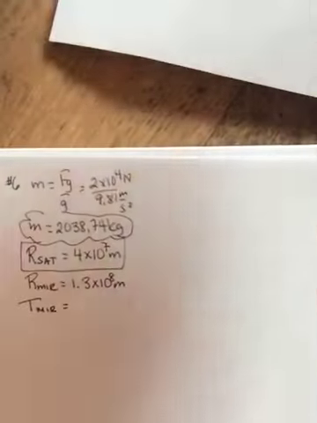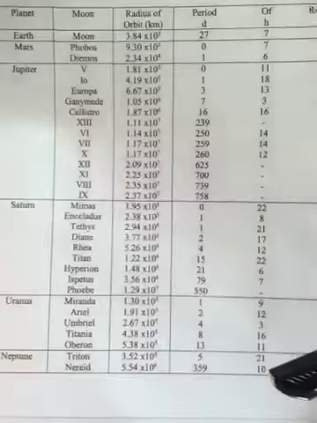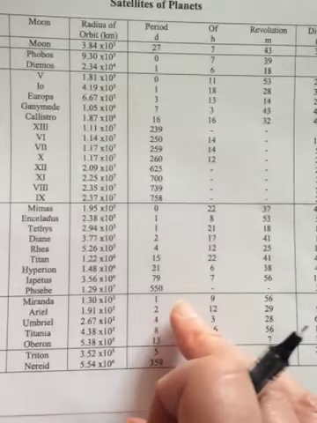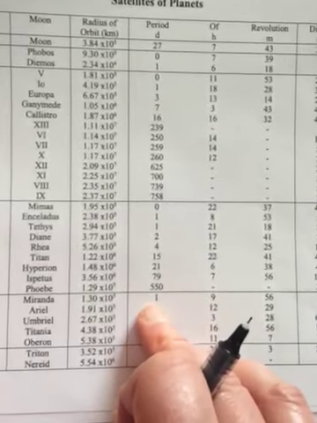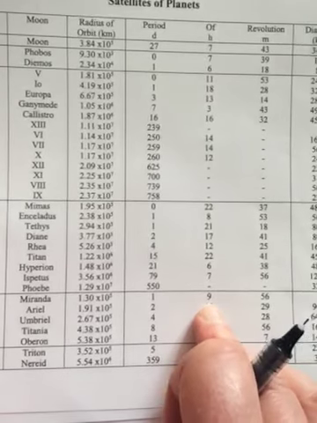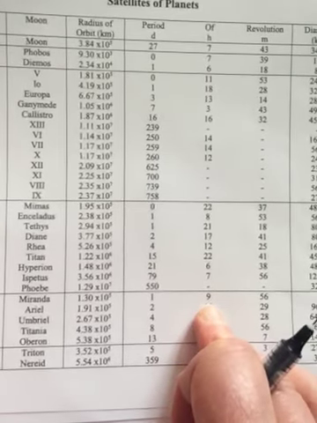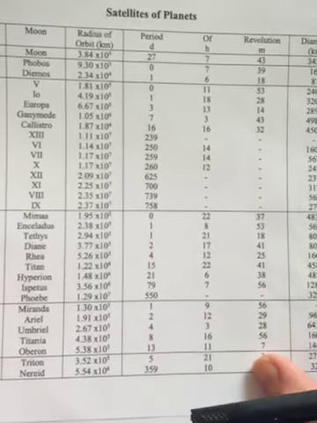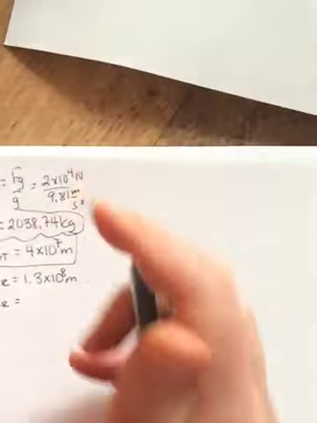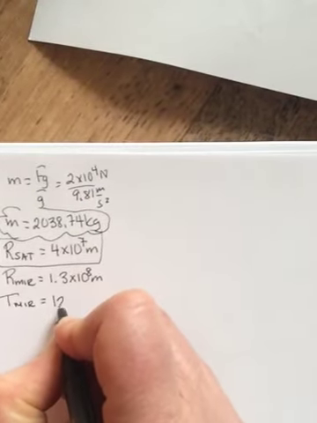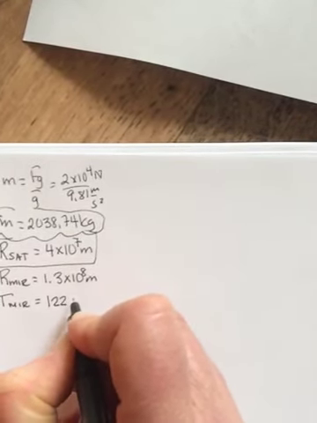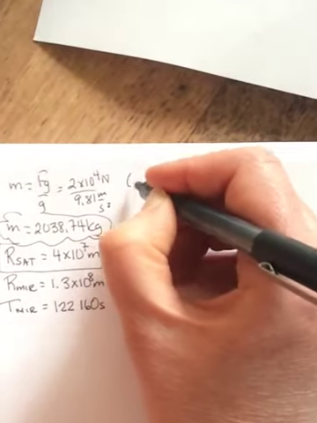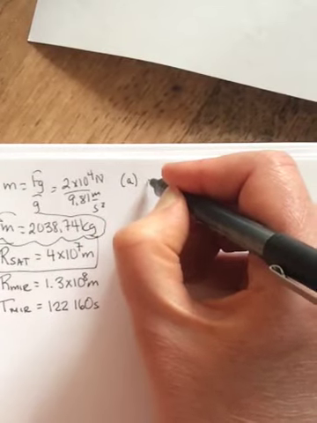Remember in this chart, the period is given in days, hours, and minutes. So 1 day is 24 hours, so 24 hours plus 9, 33 hours. Multiply by 60 to get minutes, and then add the other 56 minutes to it, and then multiply by 60 to get seconds. And when you do that, you should get 122,160 seconds. Okay, so now that we have that, we can find the period of our satellite.